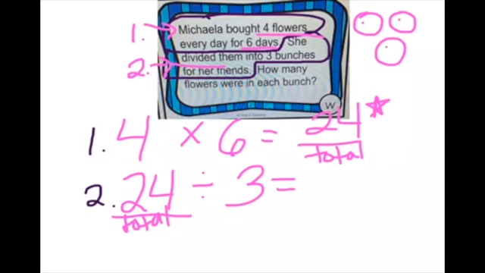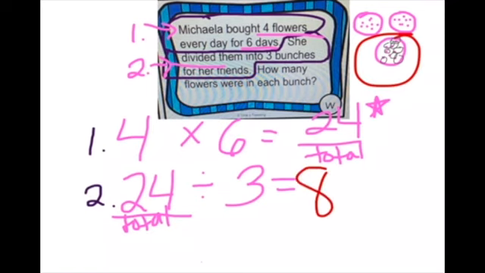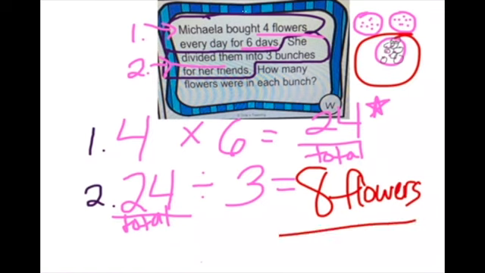1, 2, 3, 4, 5, 6, 7, 8, 9, 10, 11, 12, 13, 14, 15, 16, 17, 18, 19, 20, 21, 22, 23, 24. Oh, that's when I stop. How many dots do I have in each group? Let's see. I have 1, 2, 3, 4, 5, 6, 7, 8. So 8 is our answer. 24 divided by 3 is 8. That's how many flowers were in the bunch. And that's what you should have gotten.